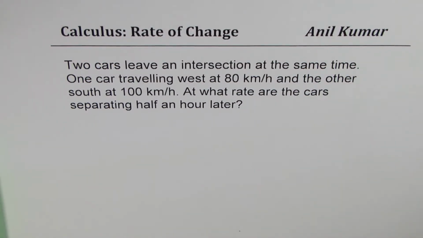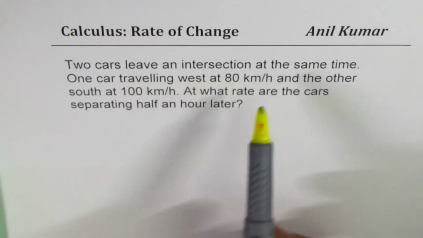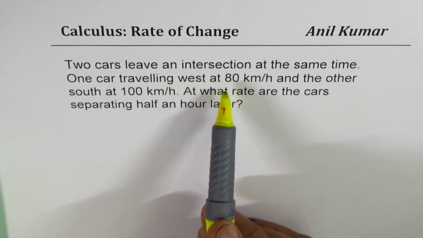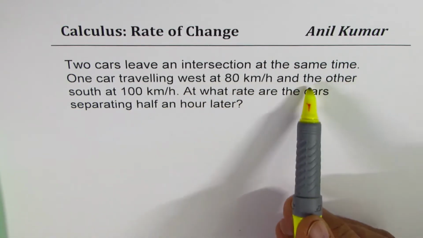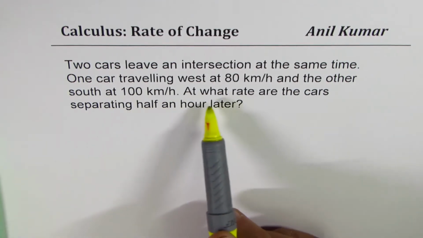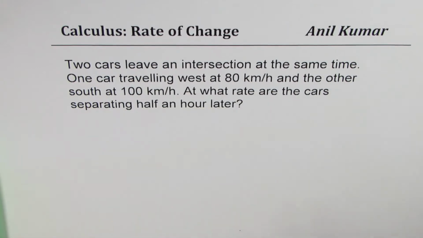I'm Anil Kumar, sharing with you examples on rate of change. We will relate distance, speed and time in this particular example and see how to solve similar questions. The question here is: two cars leave an intersection at the same time. One car is traveling west at 80 kilometers per hour and the other south at 100 kilometers per hour. At what rate are the cars separating half an hour later?